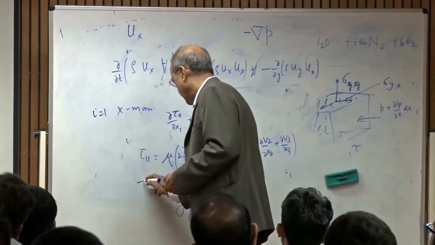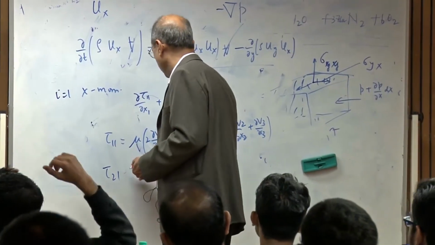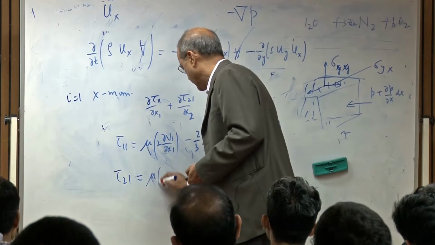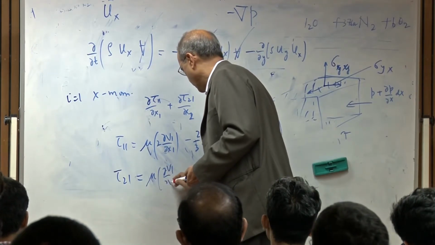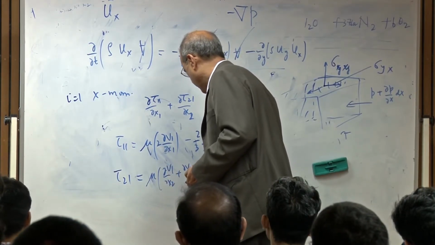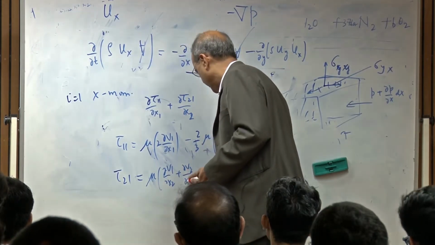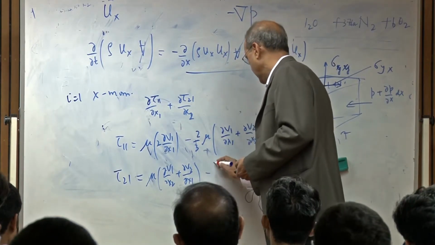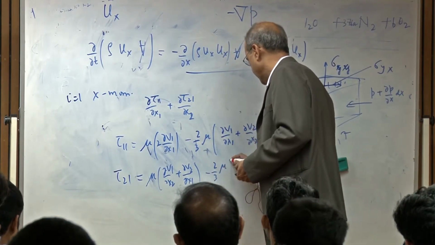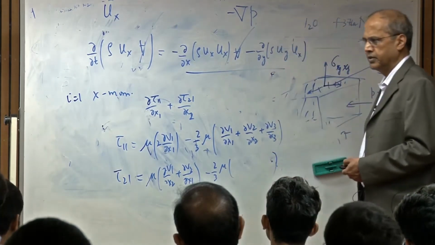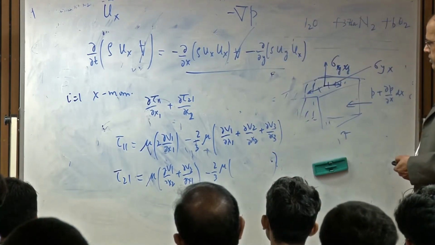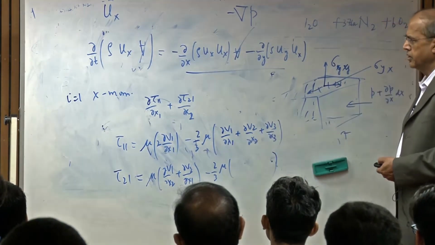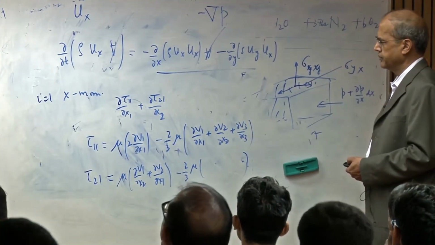Similarly, you can write the shear. For example, see here we have tau 21. So tau 21 will be the viscosity times dV1 dx2 plus dV2 dx1. Okay. And then this one is same, it doesn't change. Okay. So this term will appear in, okay, all 9 components.